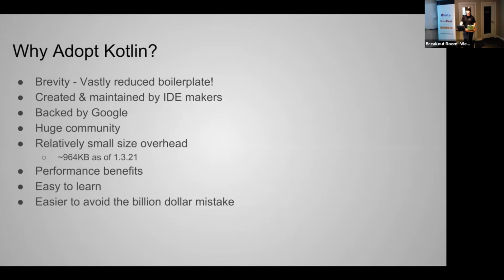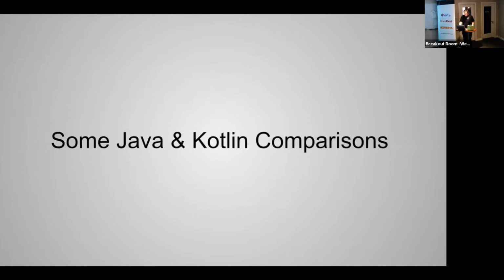And it's much easier to avoid the $1 billion mistake, which if anyone doesn't know what that is, it's null pointer errors. With Kotlin, it's quite easy to avoid them. If you do have a null pointer, then you're doing something very wrong and you probably don't understand too much what's going on.